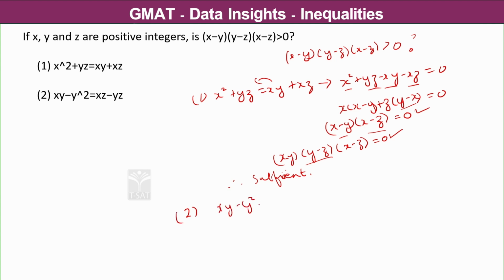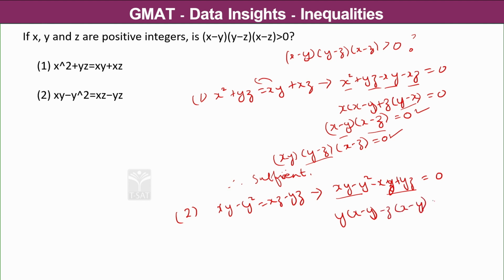Similarly, when you look at statement 2, you have xy minus y square is equal to xz minus yz. Taking them on one side, you have xy minus y square minus xz plus yz is equal to 0. Taking y common here, y into (x minus y), and taking minus z common here, minus z into (x minus y) is equal to 0.